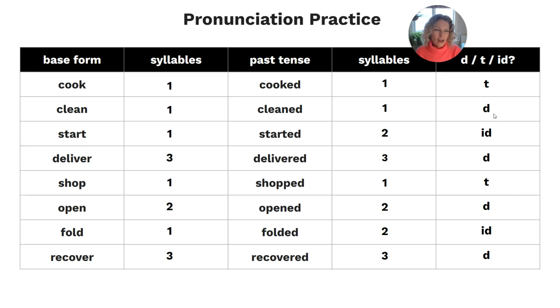So you might be wondering, how do you know if it should be T or D at the end? Because we do have some variation there. I would say don't worry too much about that. Worry more about the syllables. So try to pay attention to not adding extra syllables to your past tense verbs. Don't say cooked, cleaned, opened, shopped, recovered. That's the mistake that students make, adding extra syllables.